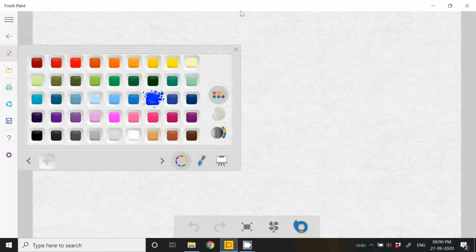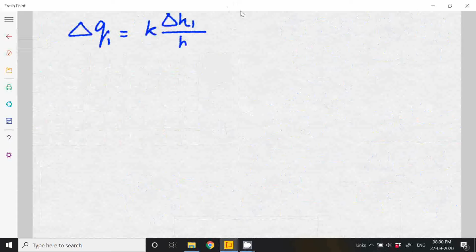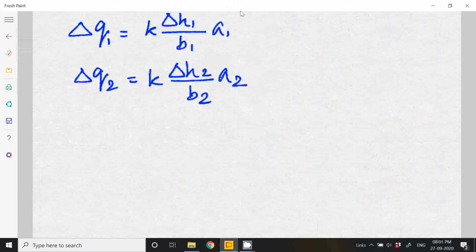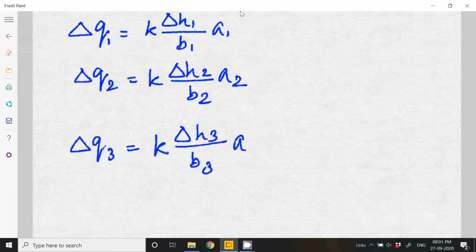This time I will not draw the diagram. I'll just go on with the numericals. Delta Q1 is equal to K delta H1 by B1 A1. Delta Q2 is equal to K delta H2 by B2 A2. Delta Q3 is equal to K delta H3 by B3 into A3. Okay, so we can just try to analyze one fact.